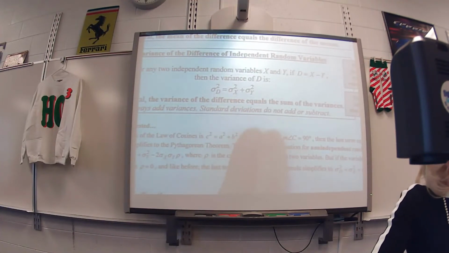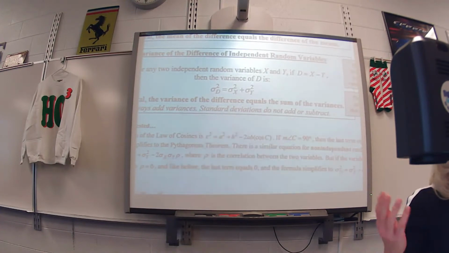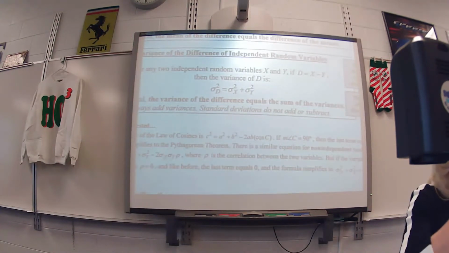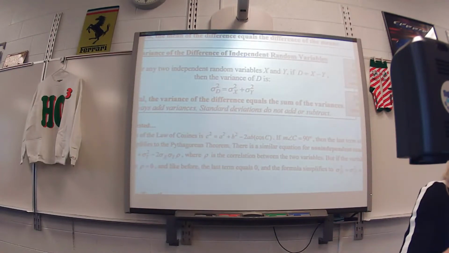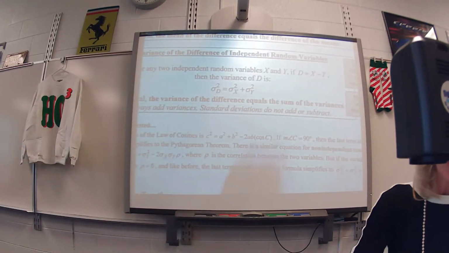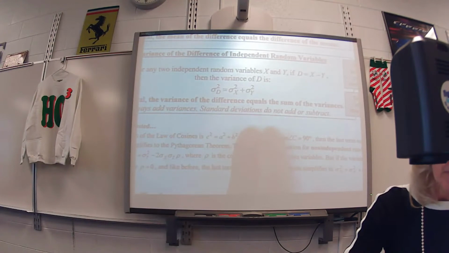Okay, and I actually talked about this when you had me in Algebra 2. The law of cosines becomes the Pythagorean theorem when you're working in a right triangle, because you have a 90-degree corner, which means the cosine is 0. Okay, the Pythagorean theorem is nothing more than the law of cosines in a right triangle. Okay, it just makes that disappear.